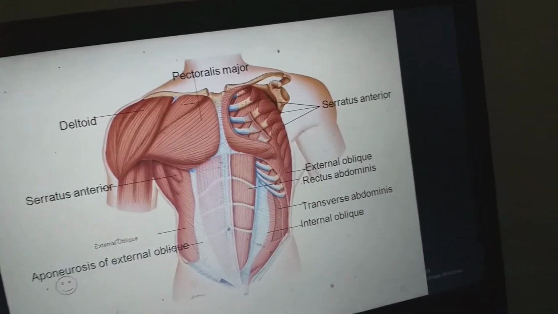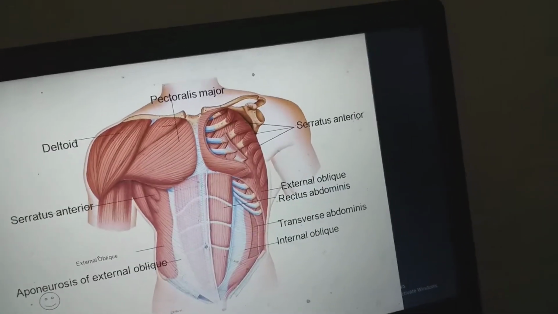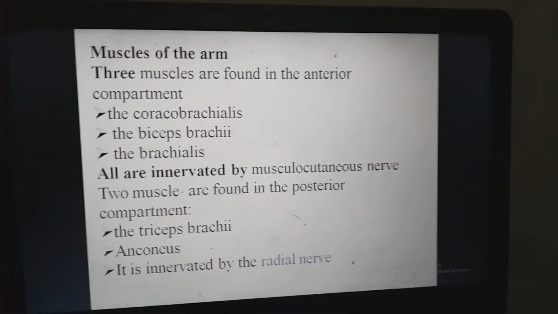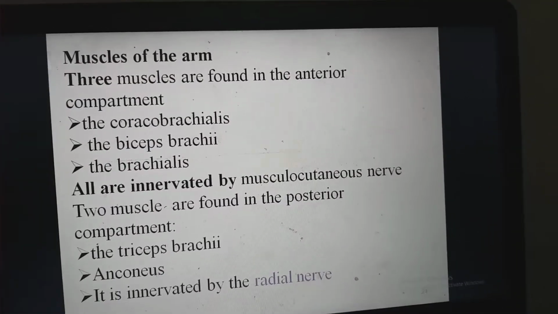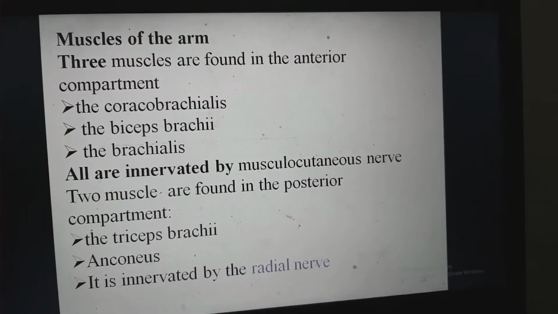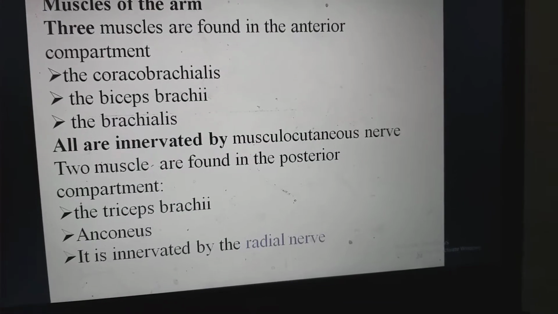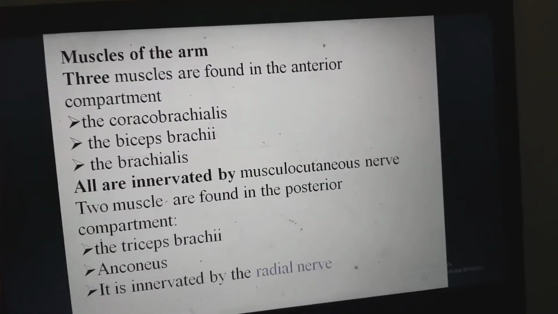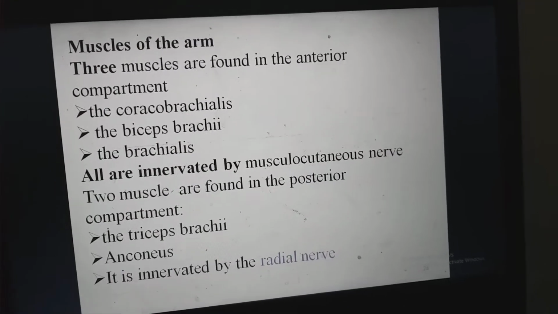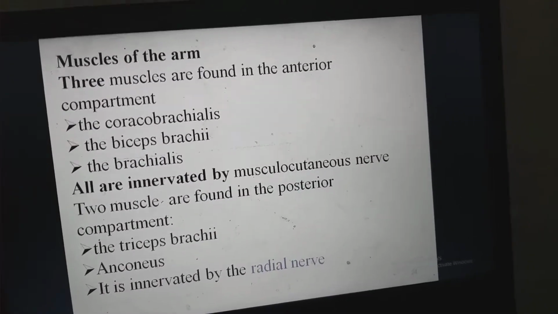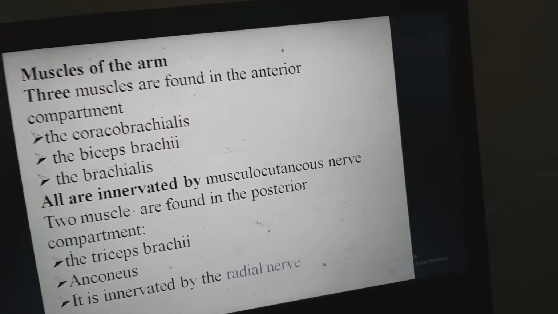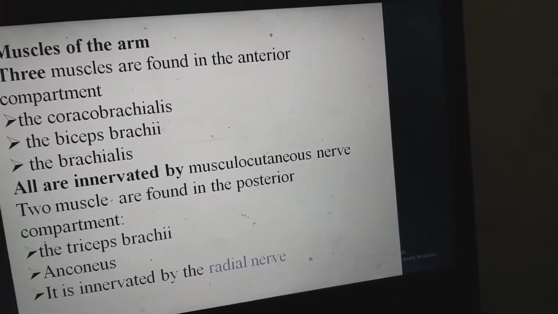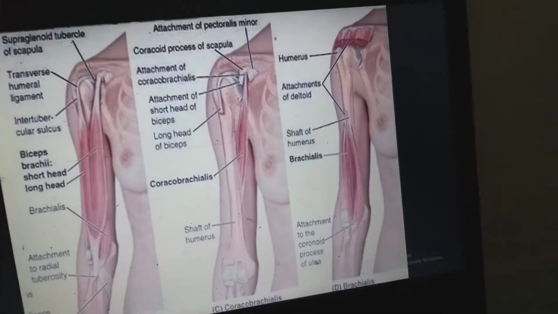Look, posteriorly we have already seen the deltoid and the serratus anterior muscle. The other muscles of the arm we have seen now: muscles of the arm anteriorly located and posteriorly located. Anteriorly three muscles: coracobrachialis, biceps brachii, and the brachialis. These all are innervated by the musculocutaneous nerve. Posteriorly there are anconeus and the triceps. These are supplied by the radial nerve. So the anterior muscles are supplied by the musculocutaneous nerve, but the posterior ones are innervated by the radial nerve.